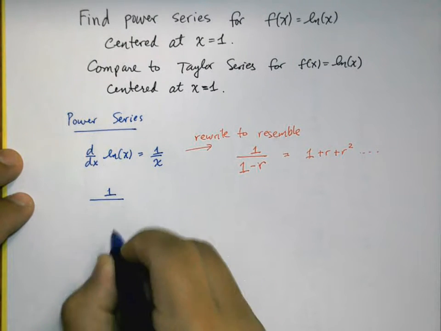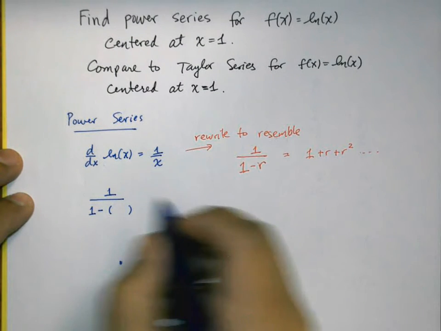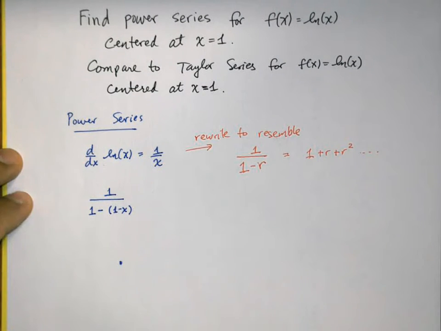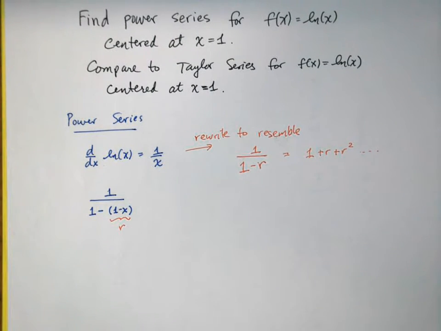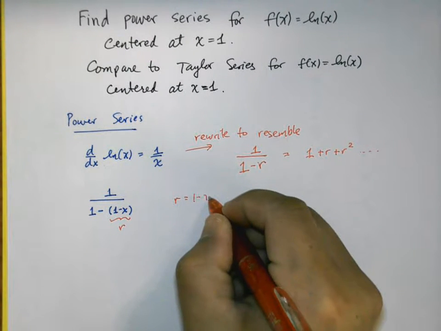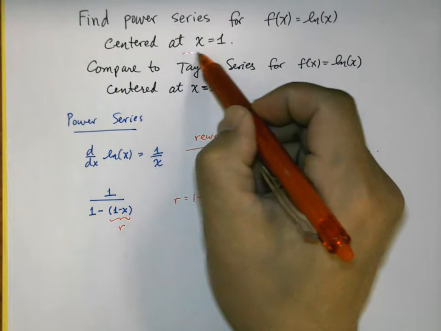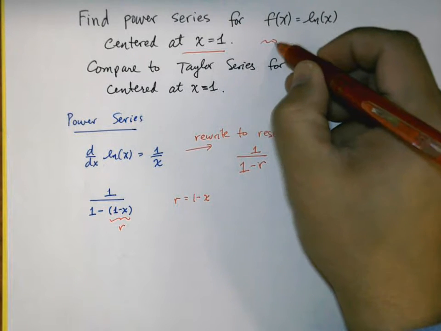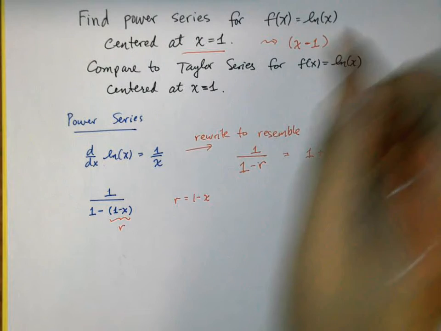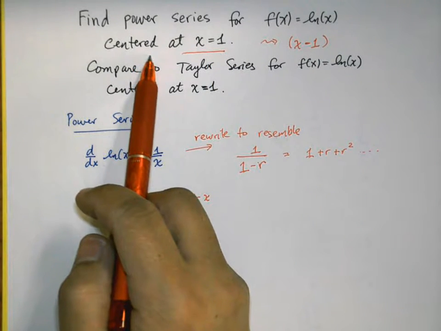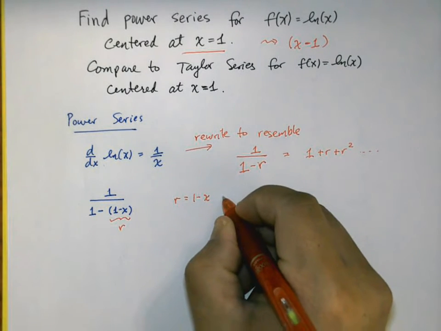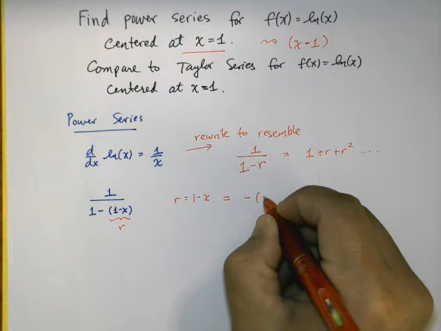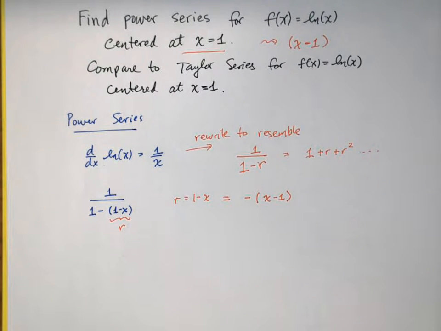We can just write it this way: 1 over 1 minus quantity 1 minus x. If we were to work out all the algebra here in the denominator, we would get the exact same thing, and this is sort of our r. So we have that r is equal to 1 minus x. Now, because the question asks for this to be centered at x equals 1, we want it to look something like x minus 1 instead, because this is more correct with the specific problem. This is also correct, but we want to answer the question that's being asked of us. So it's not too difficult. We can just rewrite this as negative quantity x minus 1, just factoring out a negative 1.